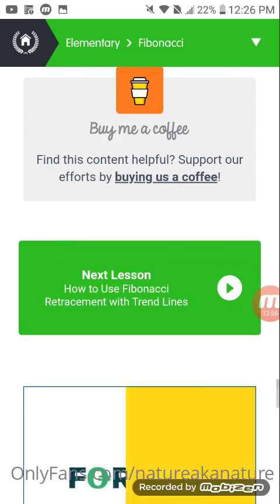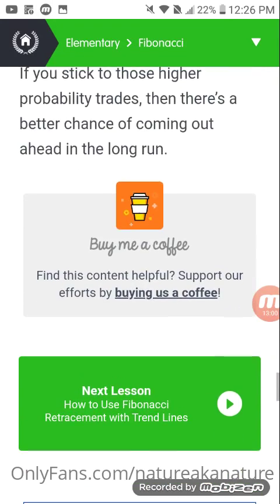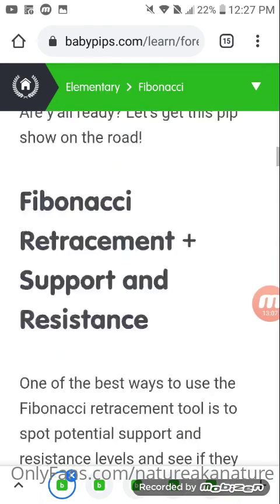So gang, in our next lesson we'll talk about how to use Fibonacci retracement with trend lines. This is how to use Fibonacci retracement with resistance and support levels.